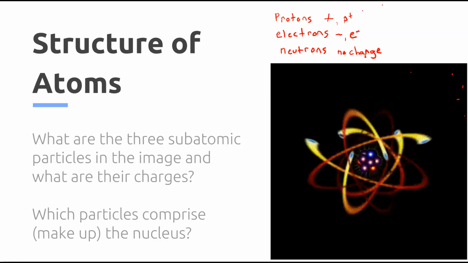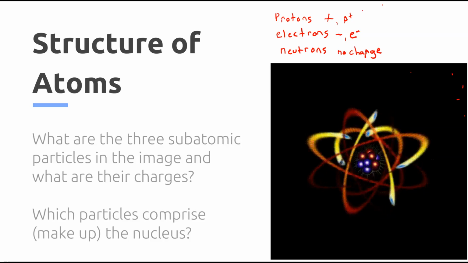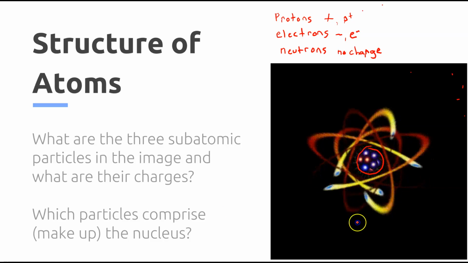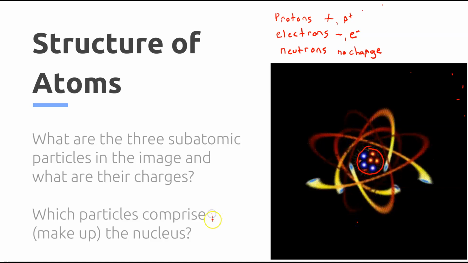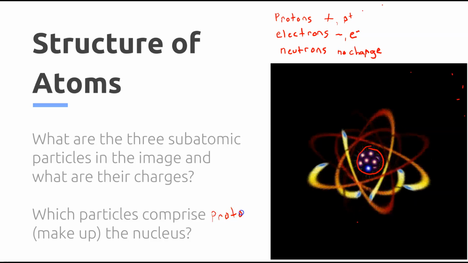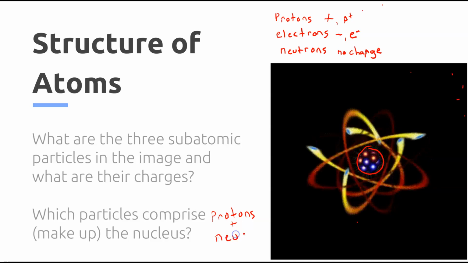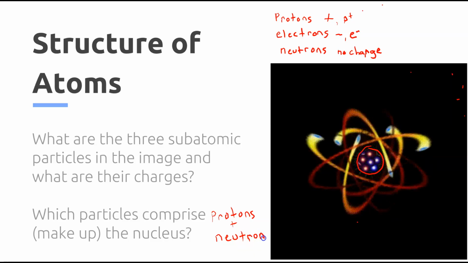So one of the questions that I wrote here is which particles make up the nucleus? Now that is the center portion right here in the atom. So the particles that make up the nucleus are your protons, and I'm going to write plus neutrons. Okay, so protons and neutrons are in the nucleus.